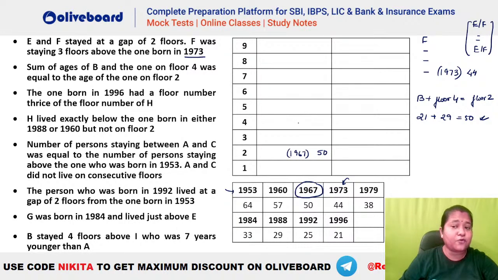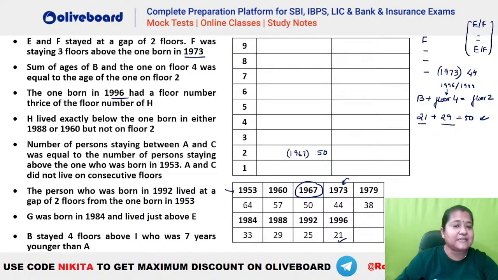For floor number 4, you can see 21 or 29 is there. So floor number 4 can be 21 also, can be 29 also. What are the possibilities here for floor 4? 21 means 1996, or 29, that is your 1988. So either of the two cases can be there for floor 4. Either 1996 or 1988. Okay, we'll check. After that, what is given?